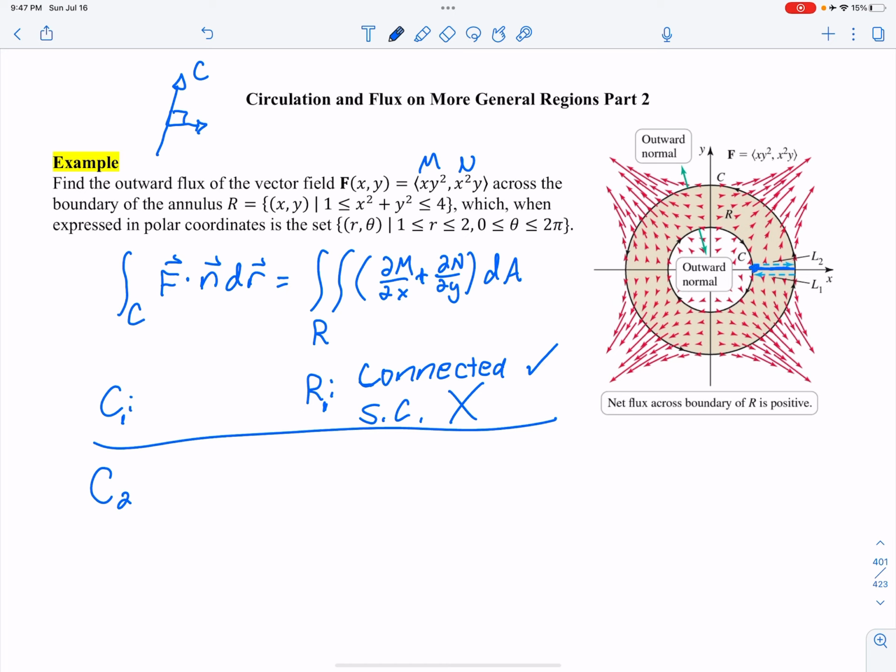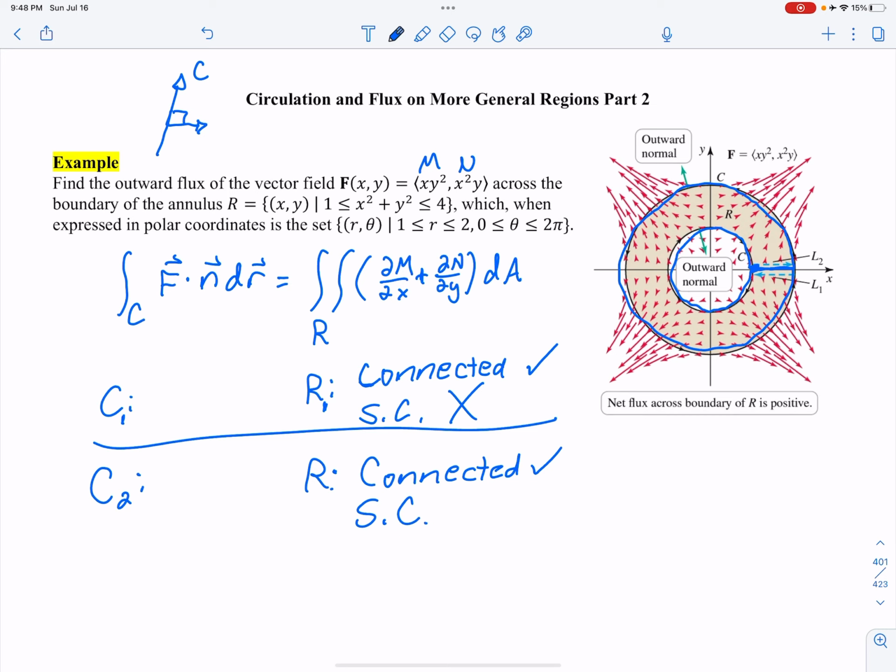So if we started right here and we went counterclockwise and went around the circle, and then we go back over this line, and we go underneath and come back around to that, that would actually satisfy our R regions if I do that and break it up. It is still connected. Two points, I can connect them in R. That's not too hard to satisfy.